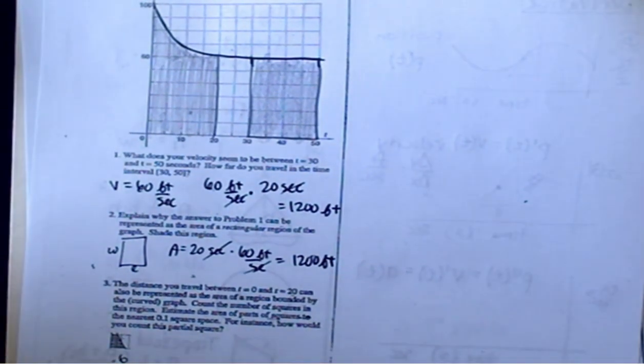Okay, so you are doing questions 3 and 4. Questions 3 and 4. I try to count as many whole squares as possible and then start combining the partial squares.